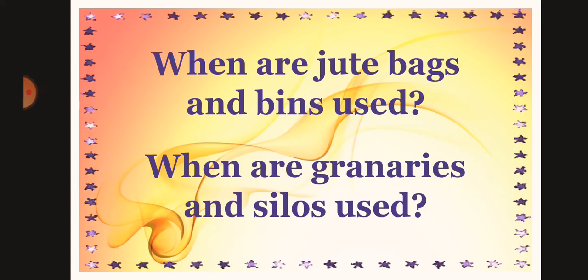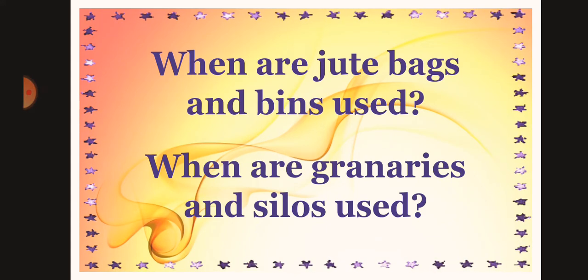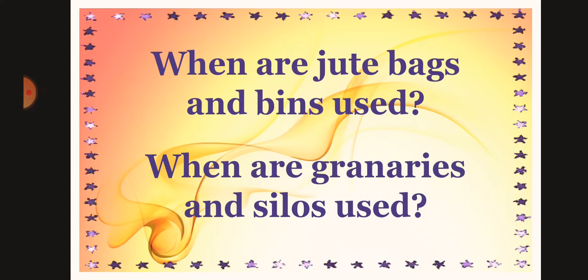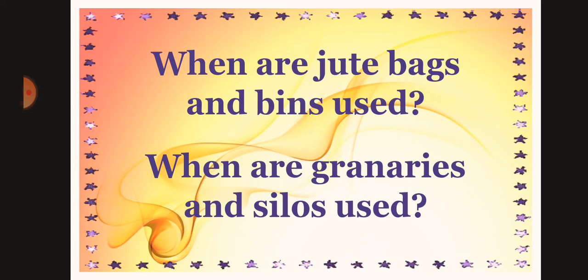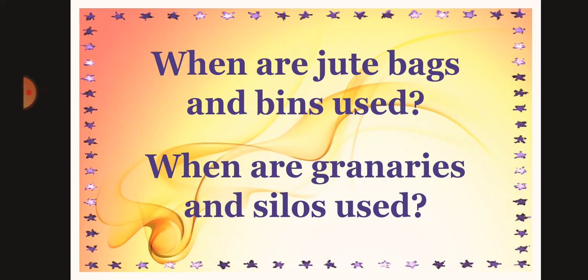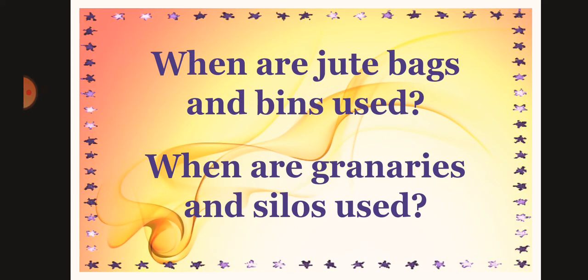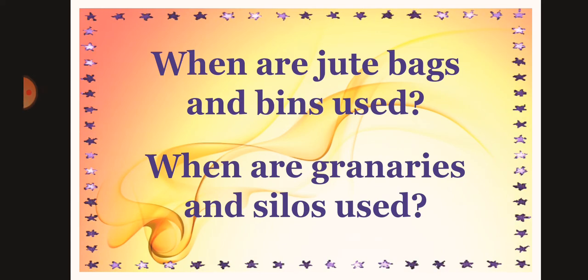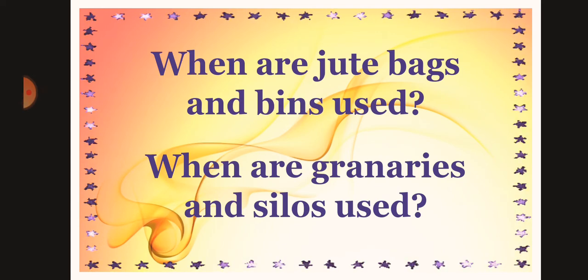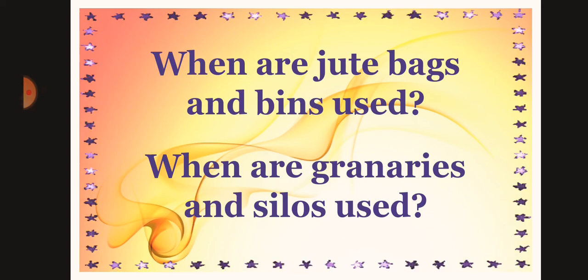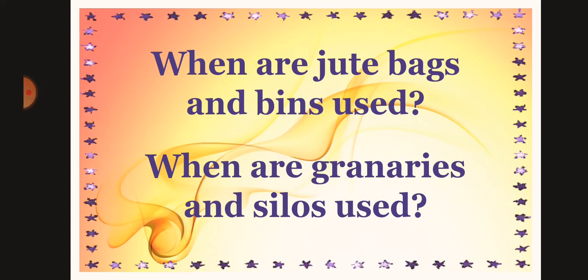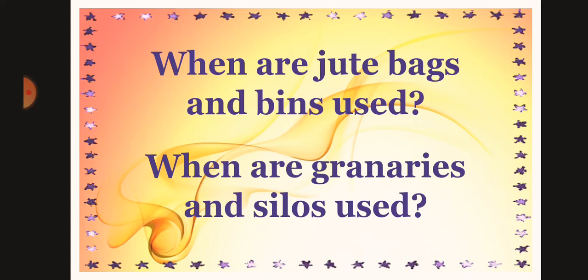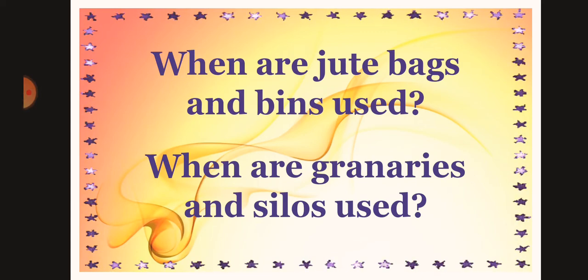Jute bags and bins are normally used if there is a smaller amount of food. But if there is a large amount of food, then granaries or silos are used. Now we have also come across the term perries. Perries are used for storing food grains that can be used regularly.